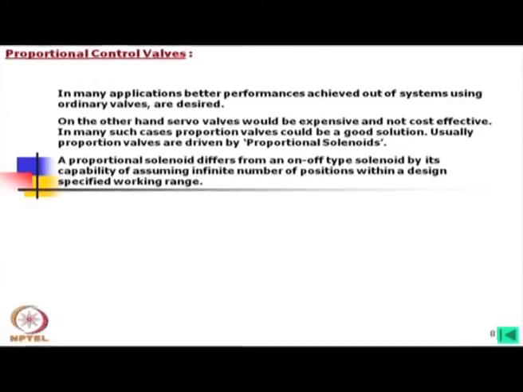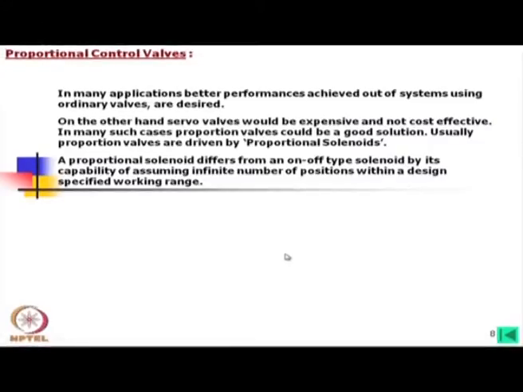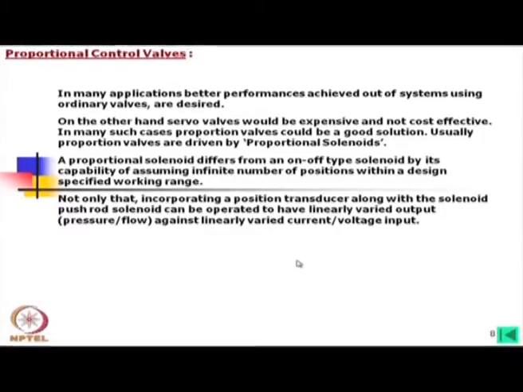However, due to that motion, whatever it is controlling, this is definitely controlling a pilot spool. The pilot spool is being controlled in such a way that the ultimate output, which may be pressure control or flow control, will be linear to this input. Do not confuse that. Not only that, by incorporating a position transducer along with the solenoid push rod, the solenoid can be operated to have linearly varied output pressure or flow against linearly varied current and voltage input.